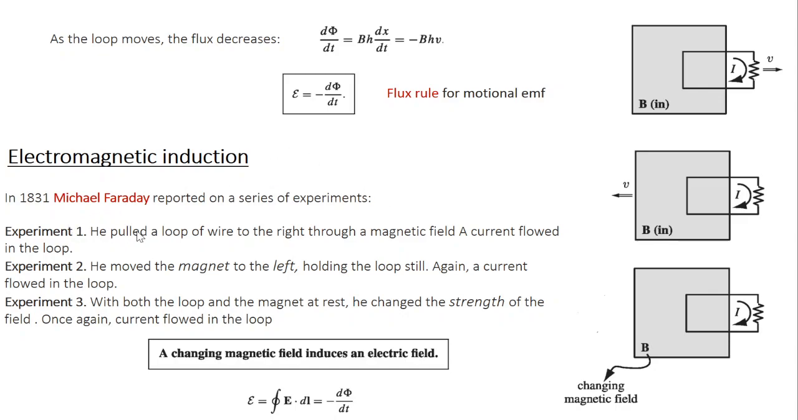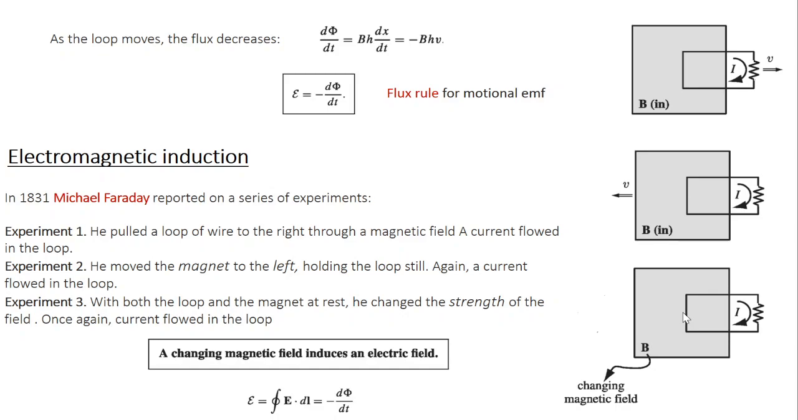So Michael Faraday did three major experiments. In the first experiment, he pulled a loop of wire to the right through a uniform magnetic field, and he observed that a current flowed through the loop. In the second experiment, he held the loop steady but moved the magnet towards the left. Again, a current flowed in the loop. In the third experiment, both the magnetic field and the loop remained stationary, but he changed the strength of the magnetic field. Once again, current flowed through the loop.